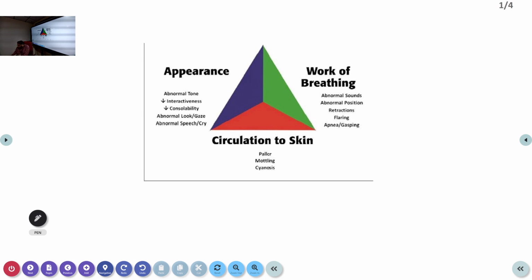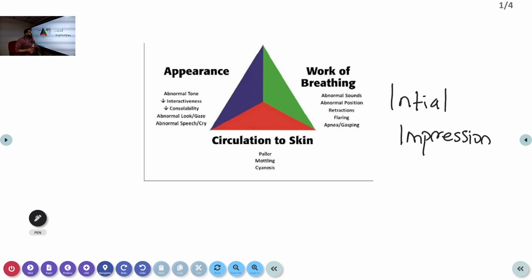Among this, what you have to remember is the most important thing: as soon as the child comes to you, without you starting to examine the child, by looking at the child you can make an initial impression. For example, the child is coming to your ER, the mother is carrying the child in her hands. With that itself you can have an initial impression of what the major issue is, whether it is a sick child or a stable child.